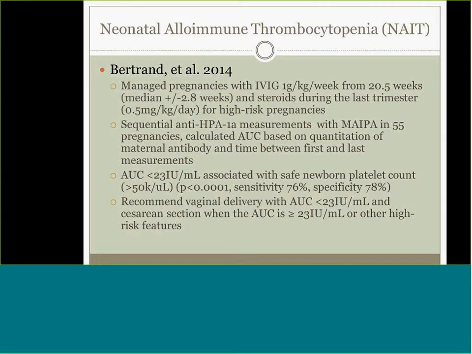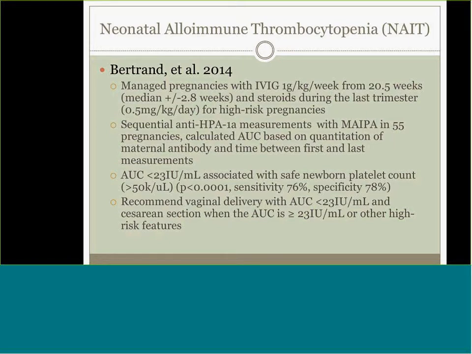Whether they could monitor the antibody titer in mom to see if a normal response would then be reflected in fetal response. And so they did sequential HPA-1A measurements using the MAPA in 55 pregnancies and calculated area under the curve based on the maternal antibody and the time between the first and last time based on the MAPA. What they found was that area under the curve of less than 23 international units per ml was associated with safe newborn platelet count. So platelet counts greater than 50, which is very hemostatic in the newborn period, with sensitivity of 76% and specificity of 78%.